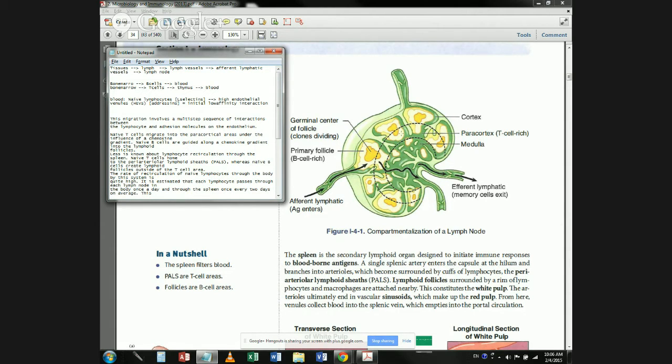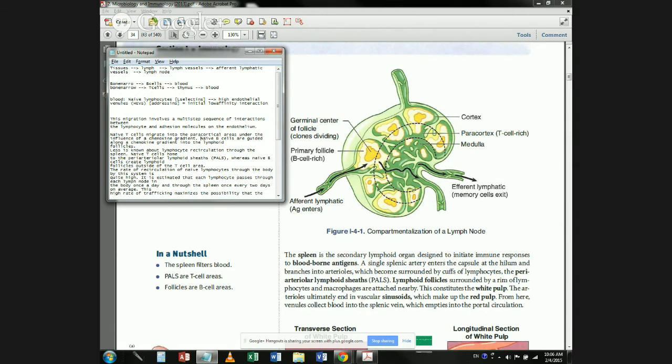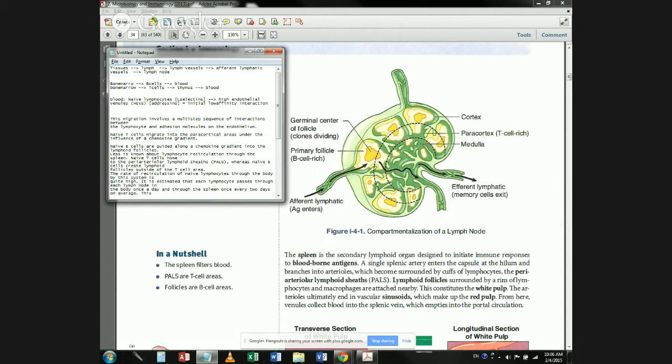This is the paracortical area. I don't see any arteries here though, but anyway, they get into this area somehow, under the influence of a chemokine gradient. So they're just feeling around in the dark. Obviously, T cells will go into the paracortical areas, and B cells are guided along the chemokine gradient into the lymphoid follicles.